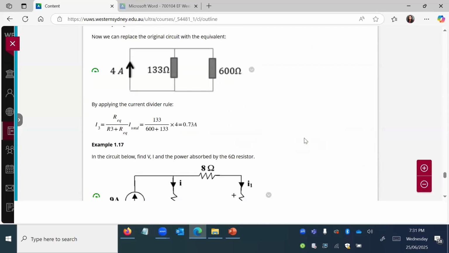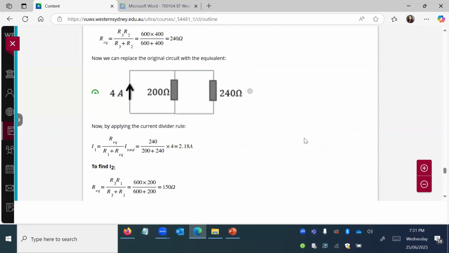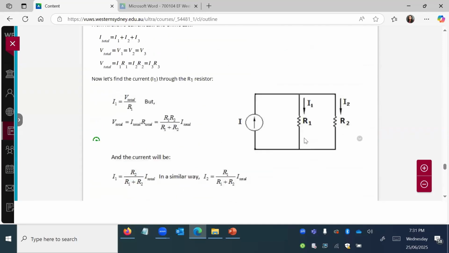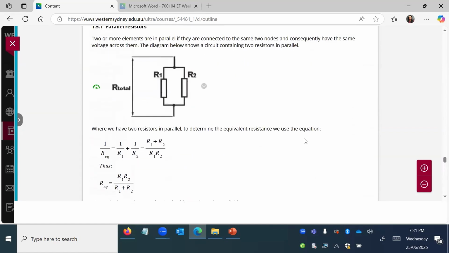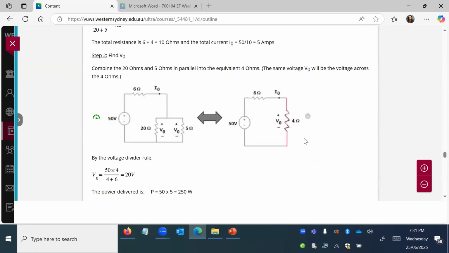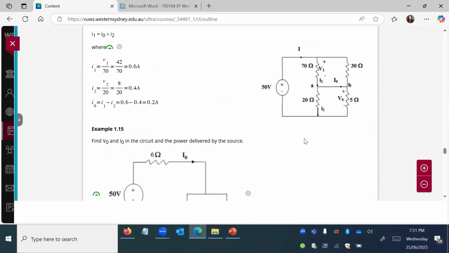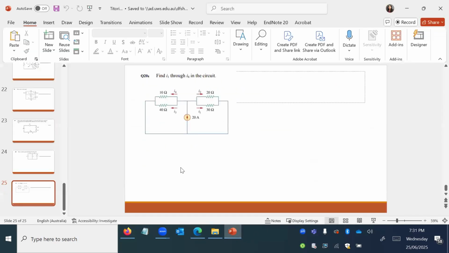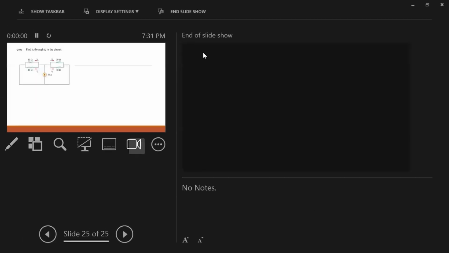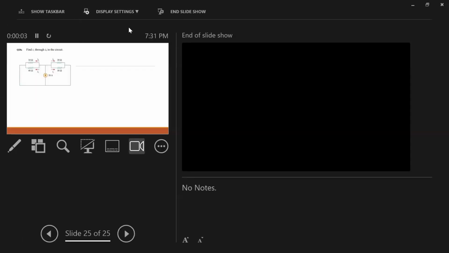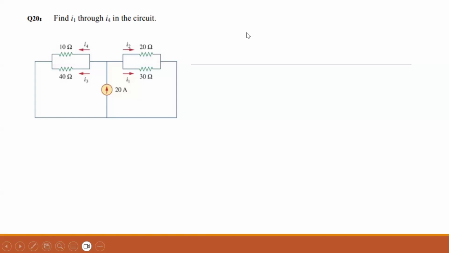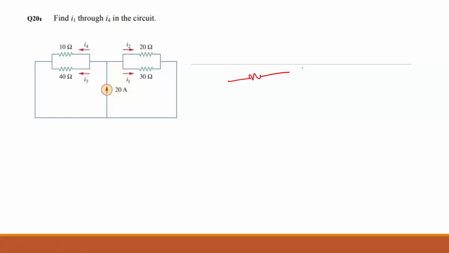Let me find a question. Okay, so current division. This is also current division. Yeah, I will take my own question and we'll do it. Okay, so current division rule is applied when you have resistors in parallel, because current is splitting. But when you have resistors in series, you have the same current, but the voltage is splitting.